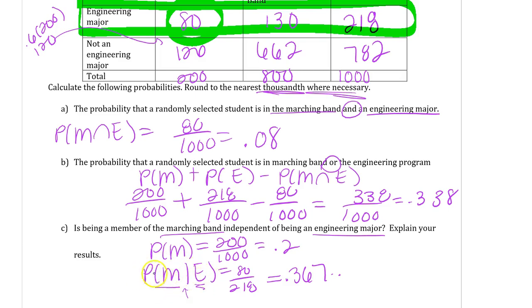Literally just read this word for word. And I said more likely because this increased. Had this probability decreased, I would have said you're less likely to be in the marching band given you're in the engineering program. Okay, and that's what you would do for explain your results, but I'm not going to write that out. You can read that later.